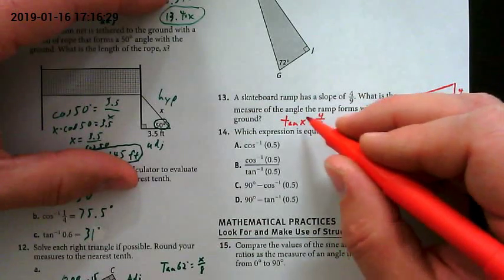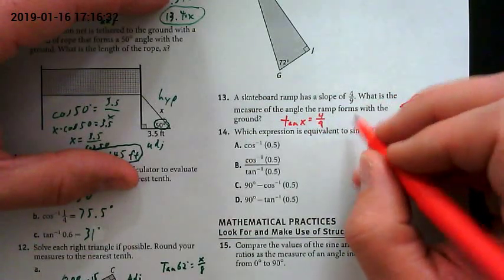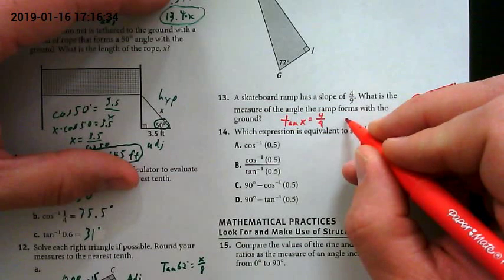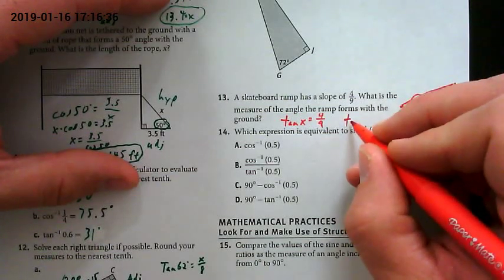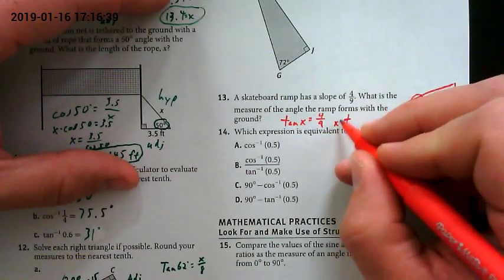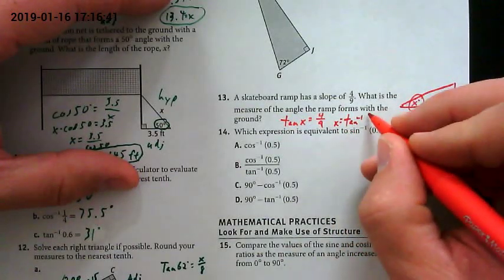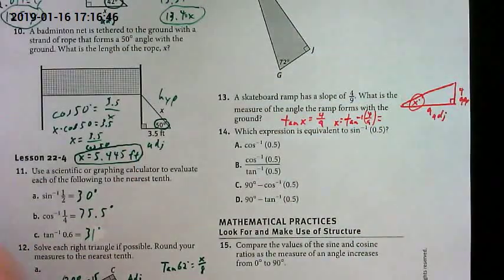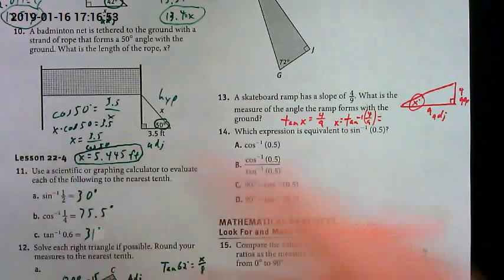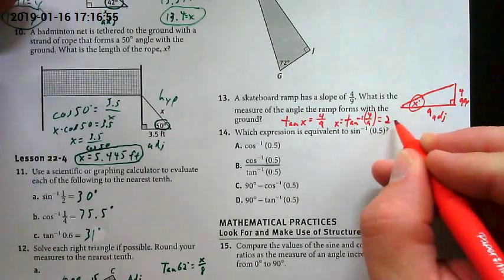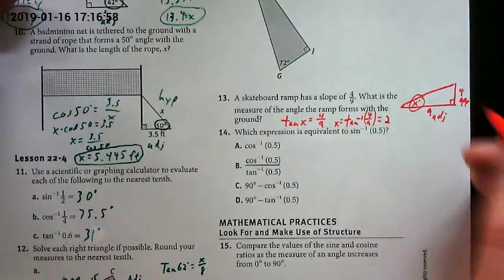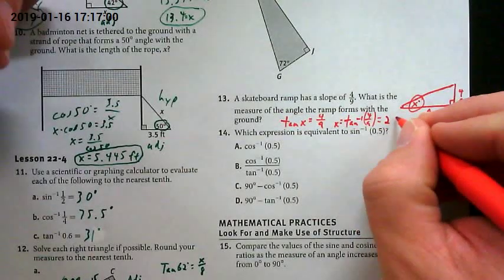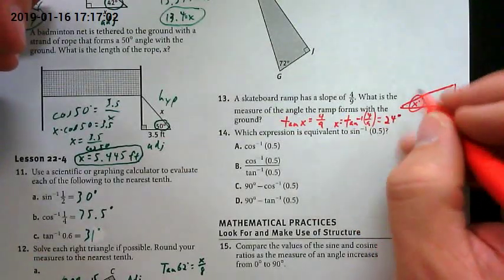So, in order to get that angle, we're doing the inverse, so inverse tangent of 4 over 9, which is 20, let's just round this off to a whole number, 24 degrees.